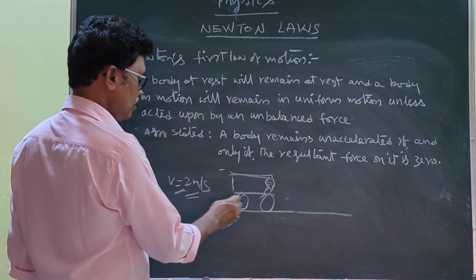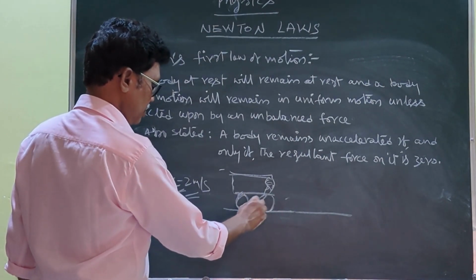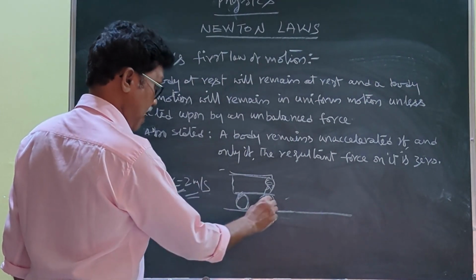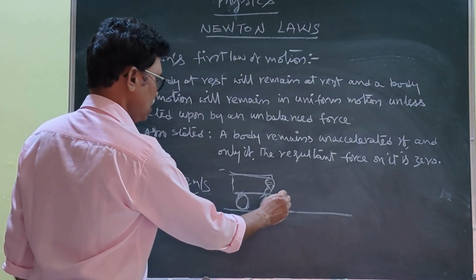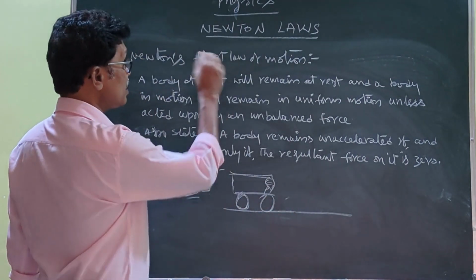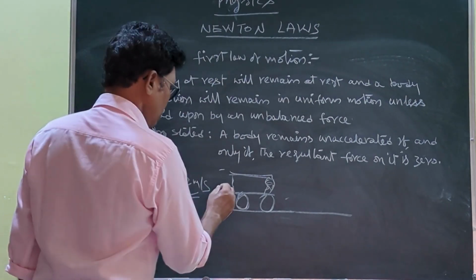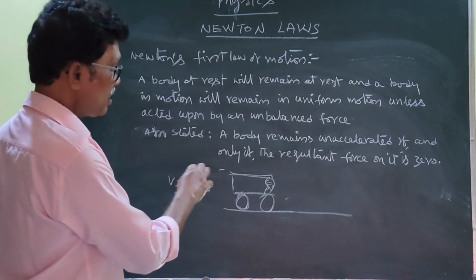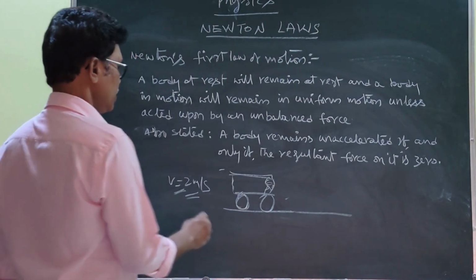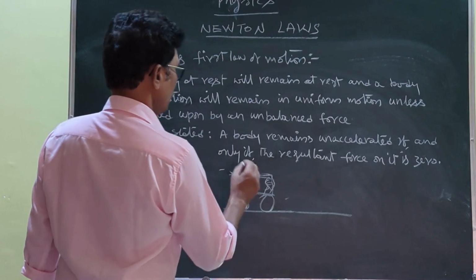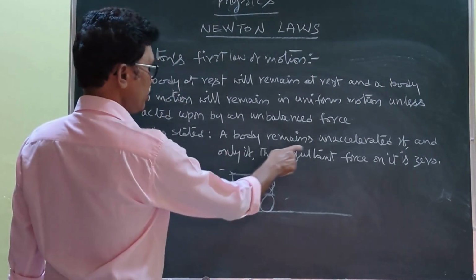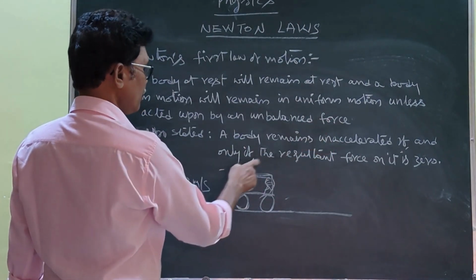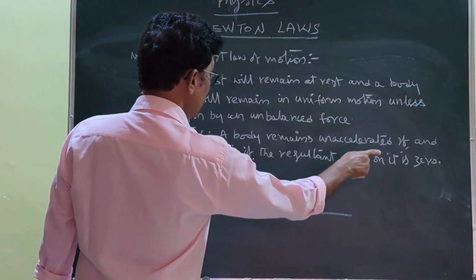Another condition: an object is moving with uniform velocity with respect to time, or uniform acceleration. That state also satisfies the statement of the law of motion. Suppose an external force acts, then only the object's velocity or acceleration is changed. This also satisfies the law of motion. So a body remains unaccelerated if and only if the resultant force on it is zero.